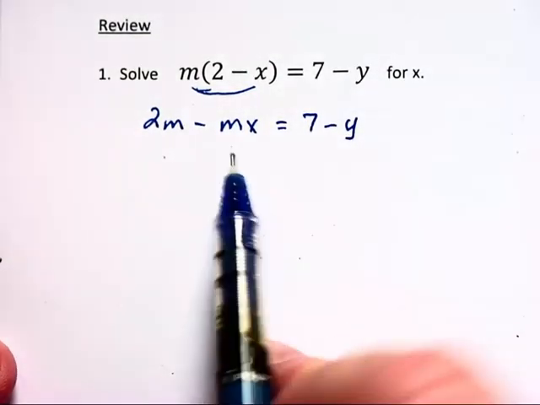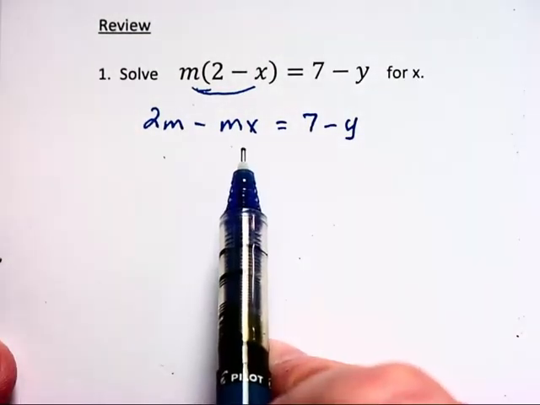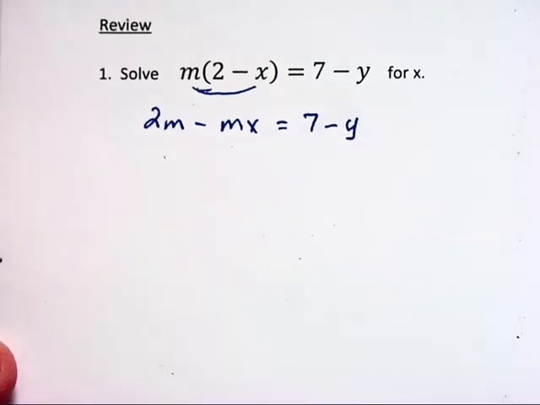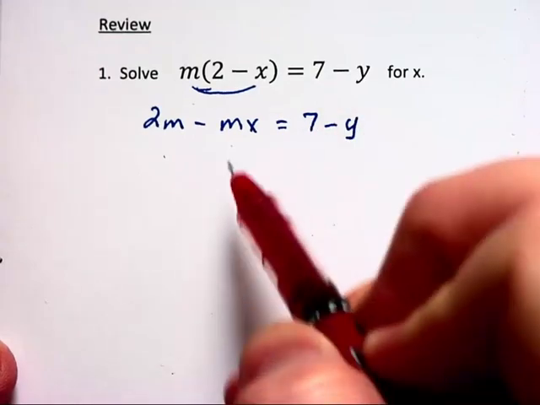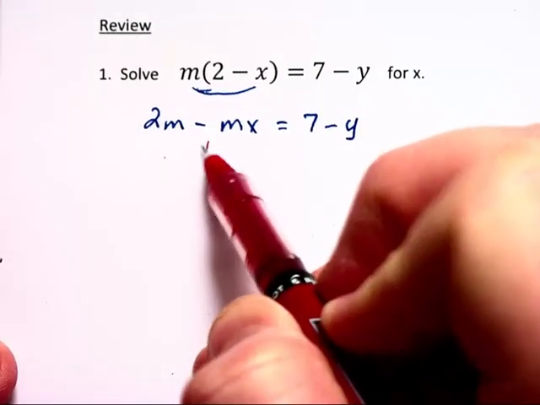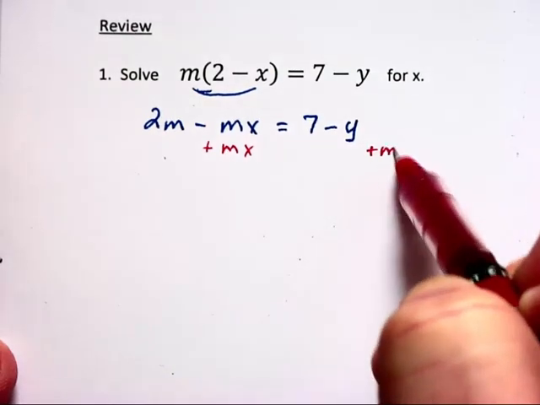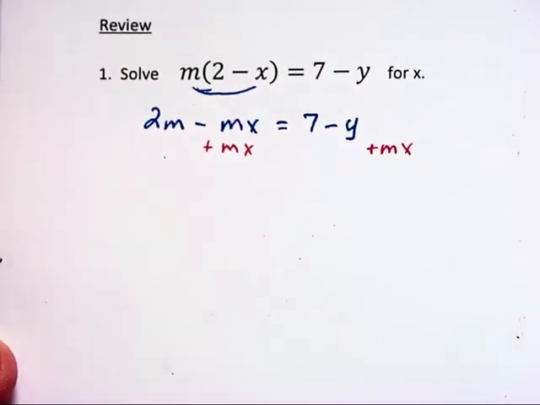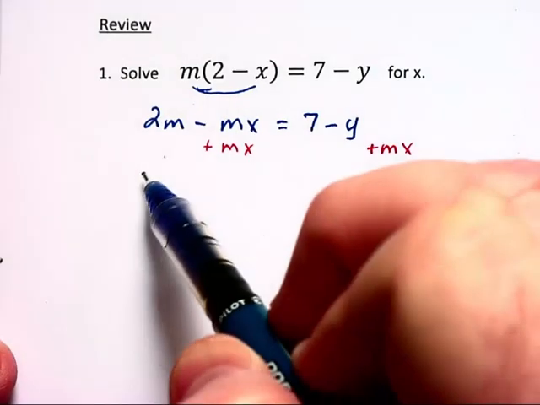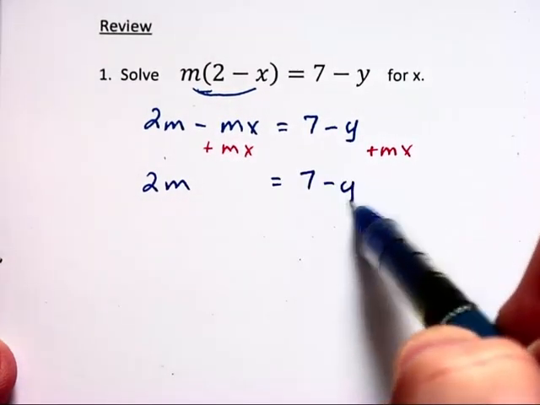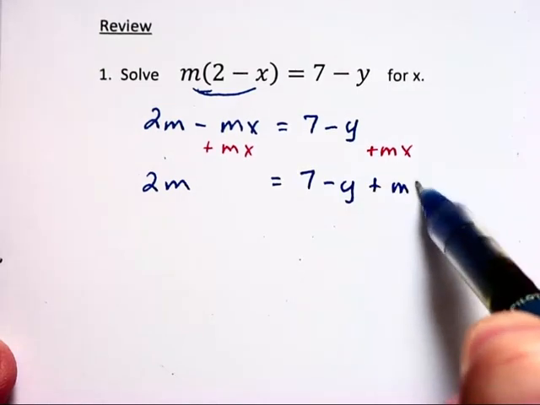And then we're trying to isolate this x by itself, and it's got this negative m in front of it, and I would rather not have a negative value in front. So I'm going to add this mx to both sides of this equation so that we can have a positive mx on the right side of the equation. Now we have 2m is equal to 7 minus y plus this mx.